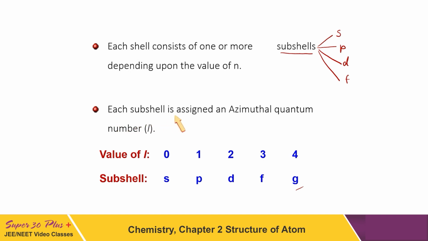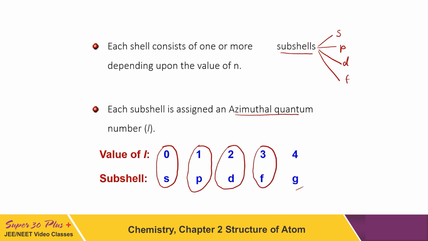Now each subshell is assigned an azimuthal quantum number value. If the subshell is s, its azimuthal quantum number value will be 0. For p, it will be 1. For the d subshell, it will be 2. And for the f subshell, it will be 3. For the g subshell, which is definitely not in use till date, the value of l will be 4. So these are the values of l for different subshells. Let me tell you one more time: for s the value of l is 0, for p it is 1, for d it is 2, and for f it is 3.